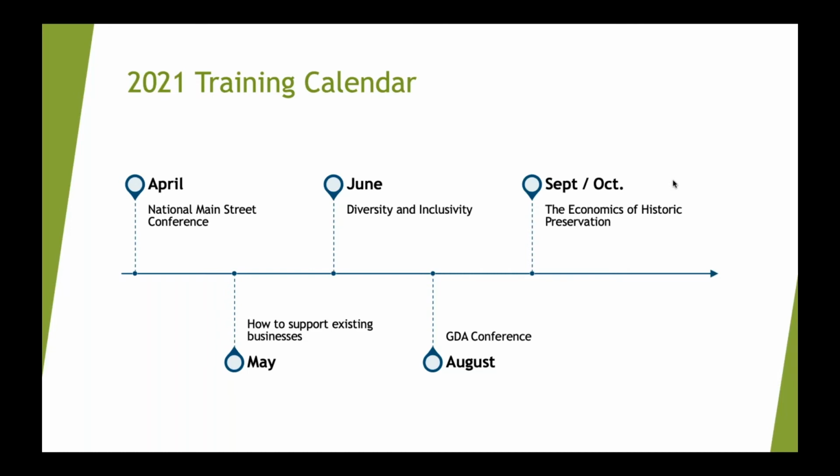In June, we're working right now with the National Main Street Center and hoping to do a series on diversity, inclusivity, and equity. And then GDA conference in August, and then in September or October, we're still trying to nail this down. We want to do something on design and preservation, but with the focus on the economics of it. So not just, design is good, preservation is good, but the economics of why this is important and how this impacts your community.